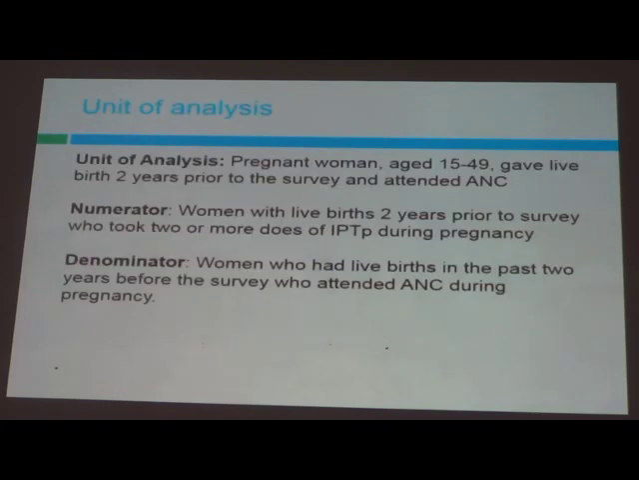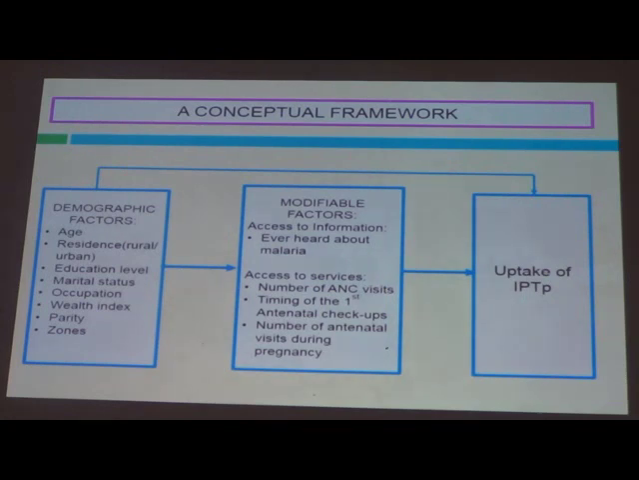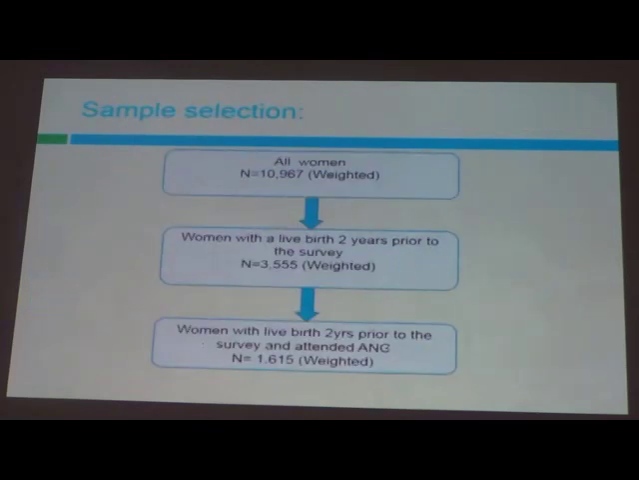And our unit of analysis then will be pregnant women aged 15 to 49 years who gave live birth in the past 2 years. And looking at the questionnaire, we were able to construct a conceptual framework so we can tell what could be some of the demographic factors, some modifiable factors, and then the outcome variable, which is whether a woman is taking IPTP or not.